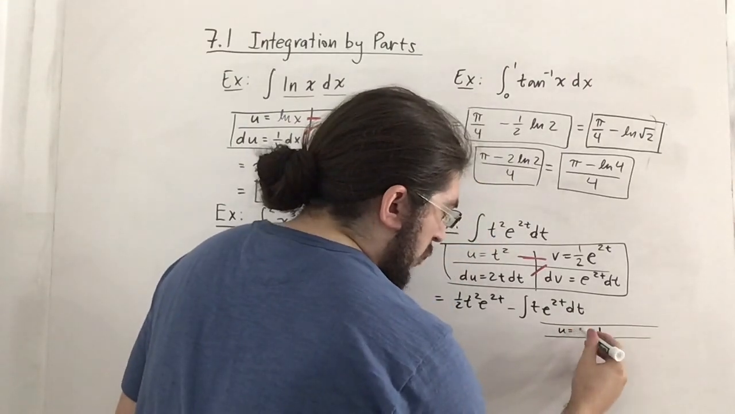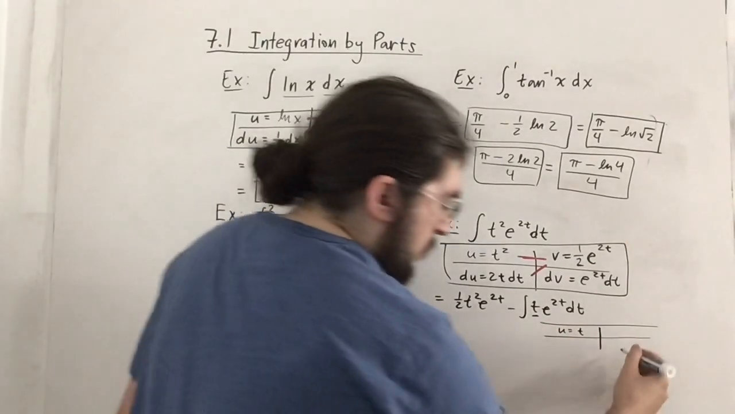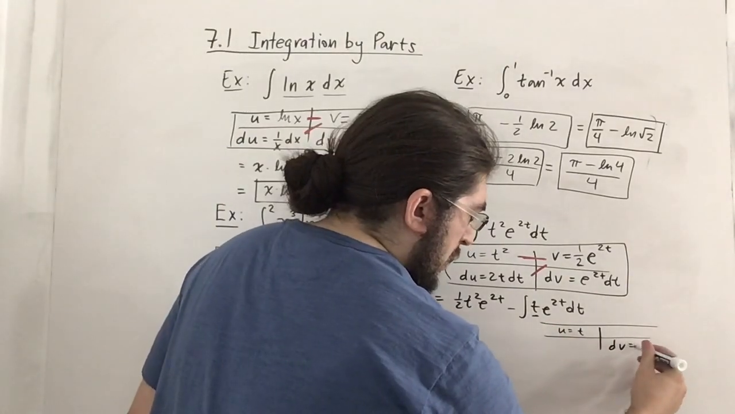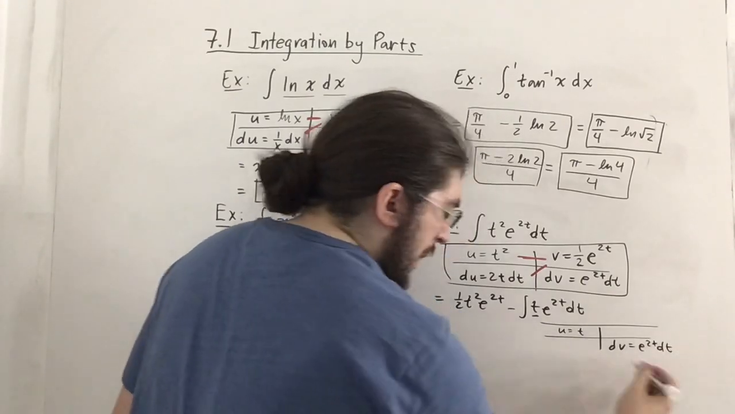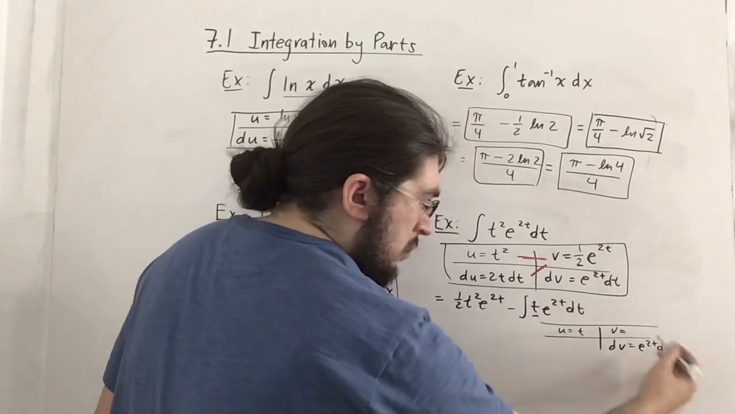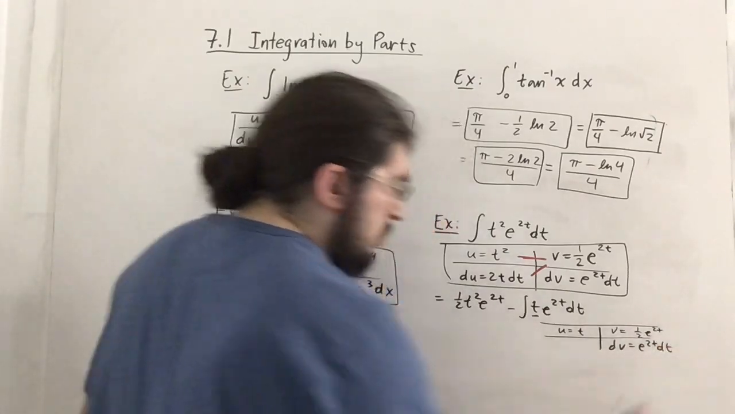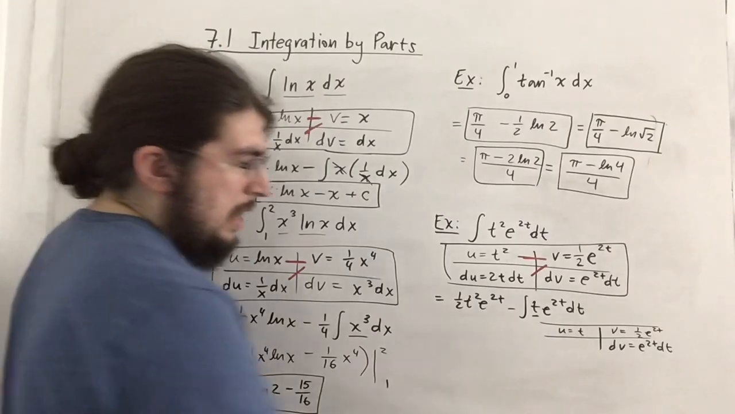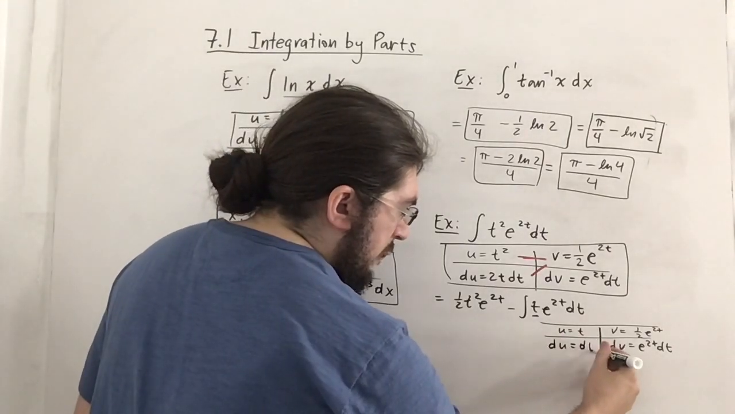So we're going to let u, of course, equal to t, and that's this part of the product. dv will be everything else, which is e to the 2t dt. So that again, v is equal to 1/2 e to the 2t. I hope I'm not writing too small. It's kind of small. And then derivative of u, in this case, is just dt.